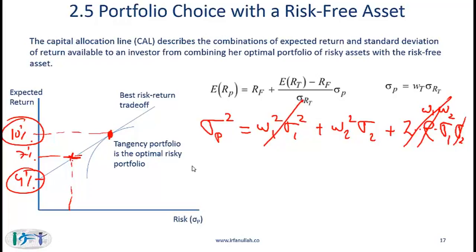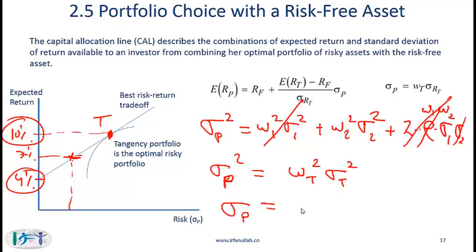So that cancels out. So the variance of the overall portfolio, which is a combination of our risk-free asset and the tangency portfolio, is simply equal to the weight of the tangency portfolio, which in my example is 50%, so weight squared into the variance of the tangency portfolio. And then you can take the square root and you can say that the standard deviation of the portfolio is simply the weight of the tangency portfolio into the standard deviation of the tangency portfolio.